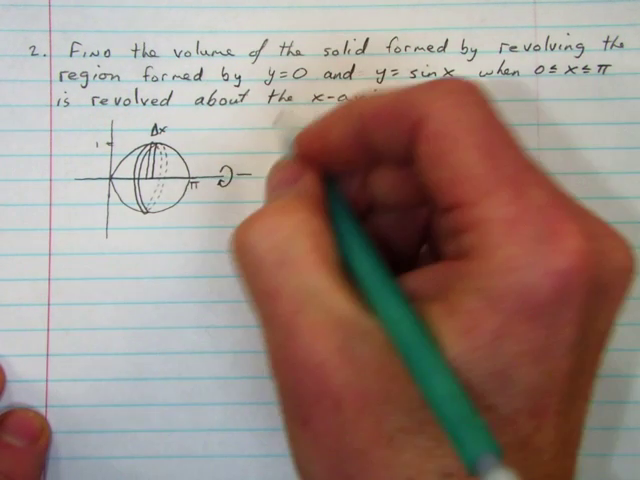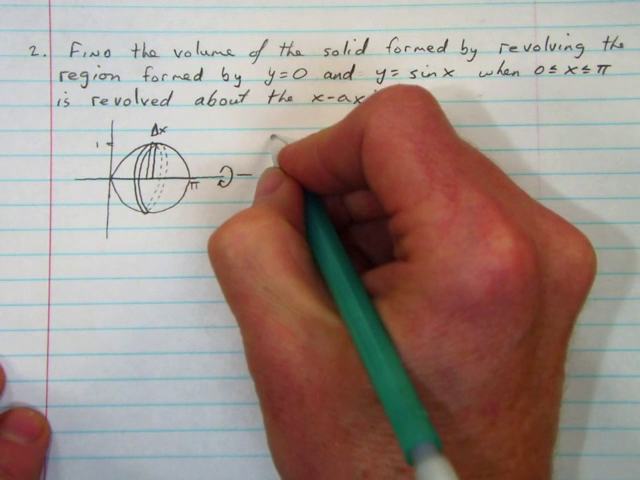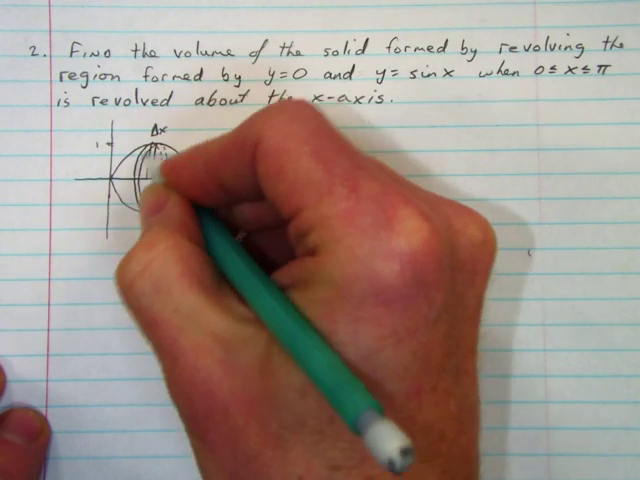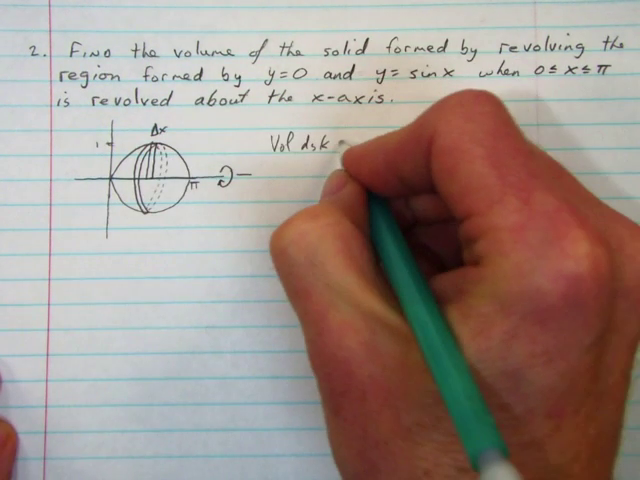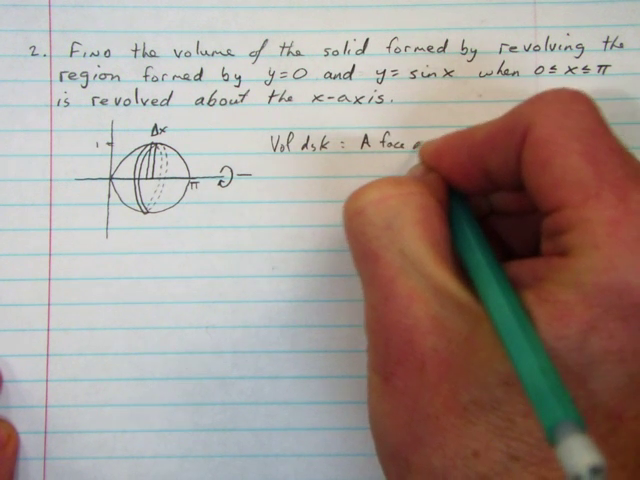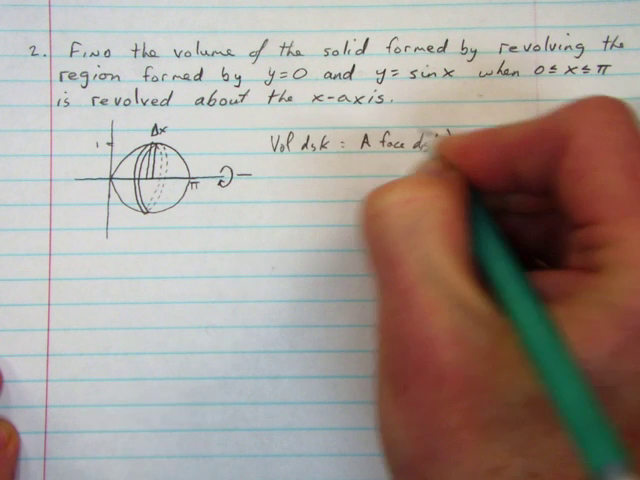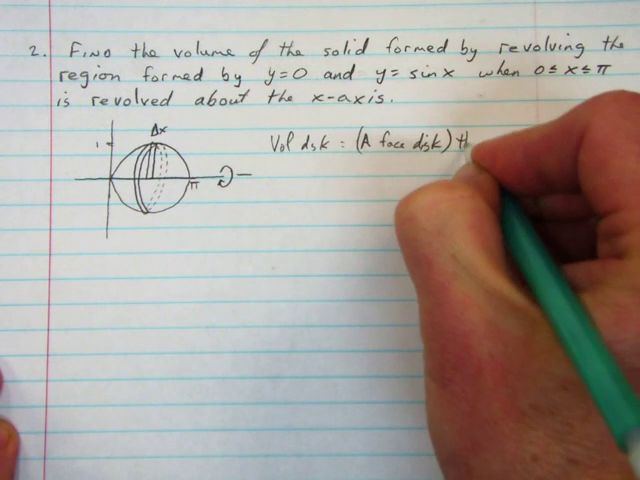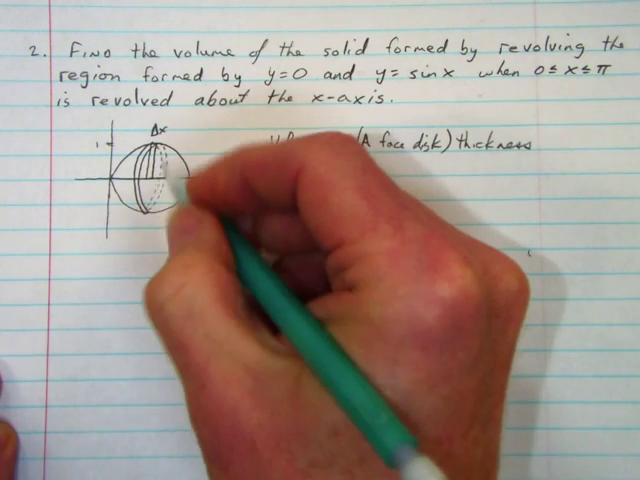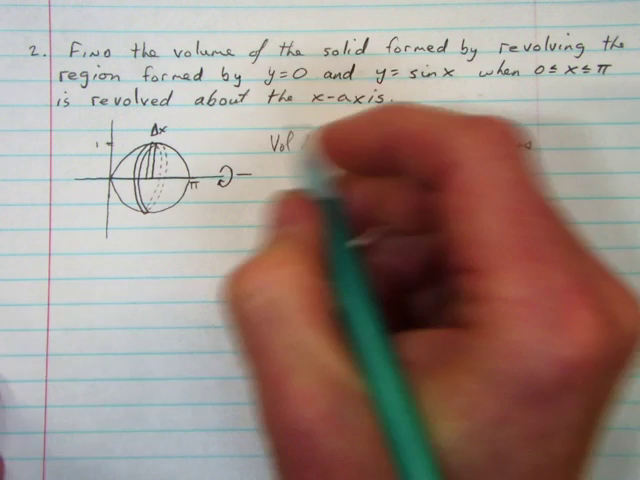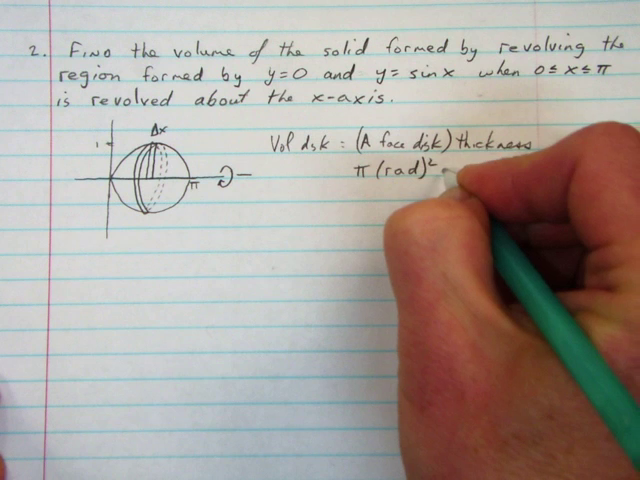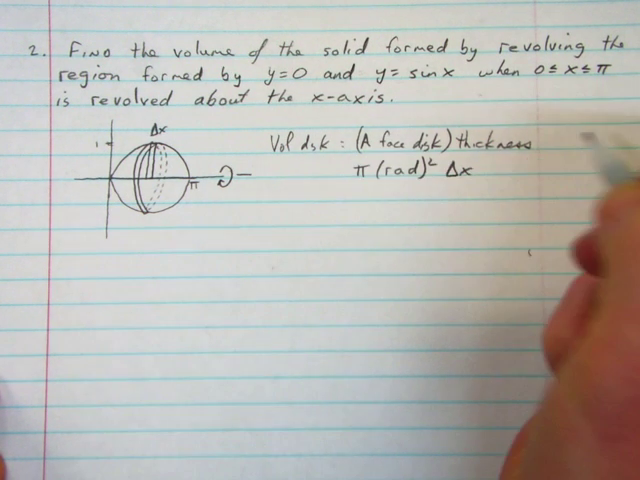Let's see, what do we have now? We have volume. The volume of one disk will be this area. Well, what's that area? It's going to be the area of the face of the disk times the thickness of the disk. So that area is a circle when it's revolved around the x-axis there. The area of the circle will be pi times the radius squared, and then our thickness will be delta x.